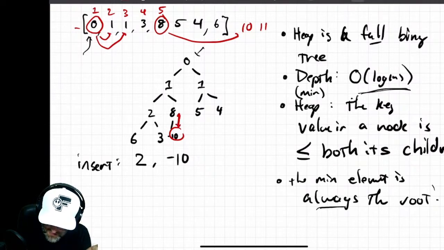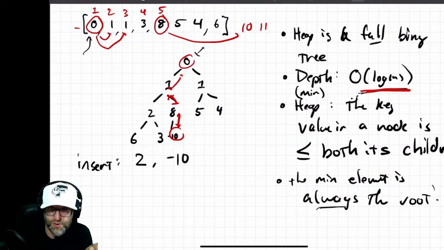And because you are always exchanging it up the heap and then stopping at the root, that means you're always going to be proportional to the depth. That means you're always going to be order log n for all of your insert operations.